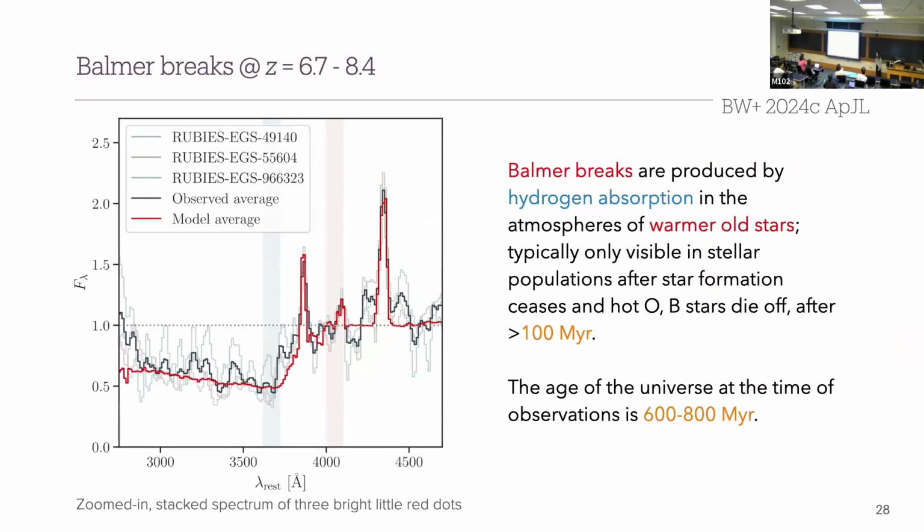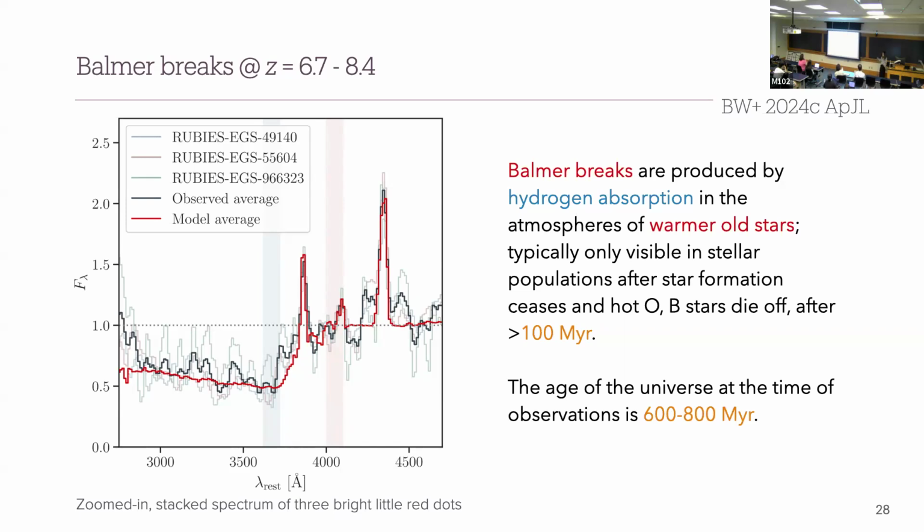So let me just show you a zoom around the Balmer break region. We have 3 little red dots at this redshift. So I just stack them. It's a simple median. What you see in black is the simple median of the sample. You see they all share similar shapes and all break at the same place, which is the Balmer limit. More importantly, we can compare it to models. So on top of it, in red, I'm showing the best fit galaxy spectrum. It's also averaged over the 3 samples.